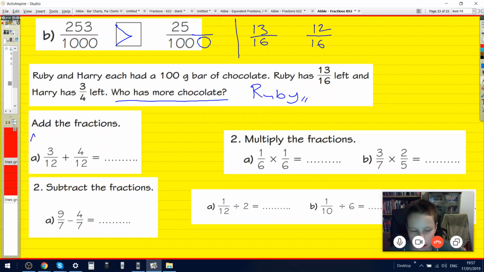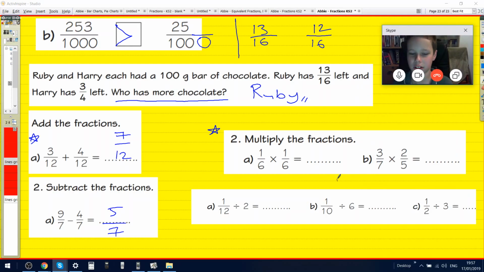How about this next one? Add the fractions. Well, that's pretty easy because it's just 3 plus 4, and that equals 7. So 7 over 12. How about the one under it? So 9/7 take away 4/7 is 5/7.